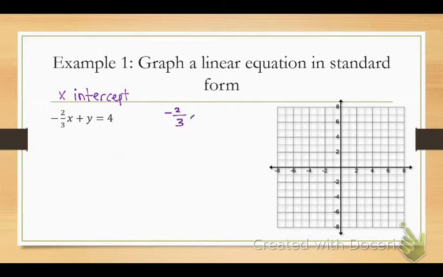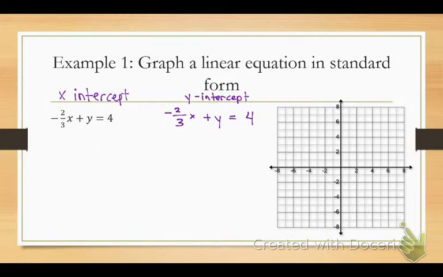-2/3 x plus y equals 4. You need to write a 4 instead of a 0. I've already changed it on the notes for next time, but I need you to change that 0 to a 4. Now, on the second one, remember this is the y-intercept.